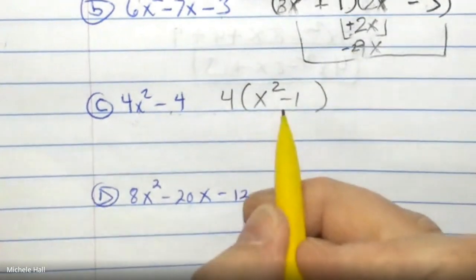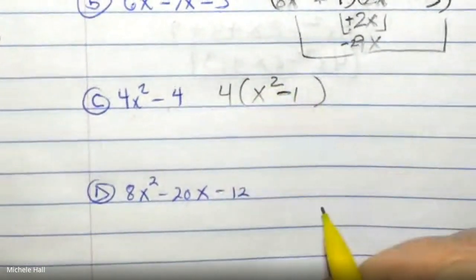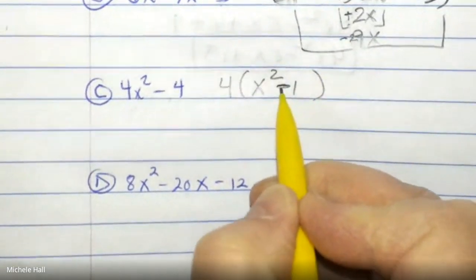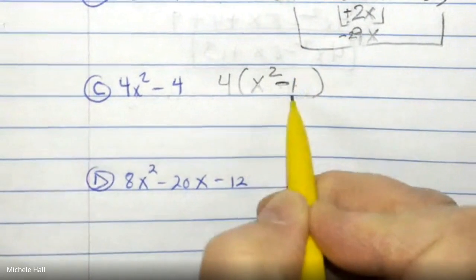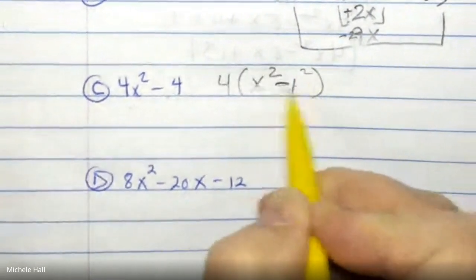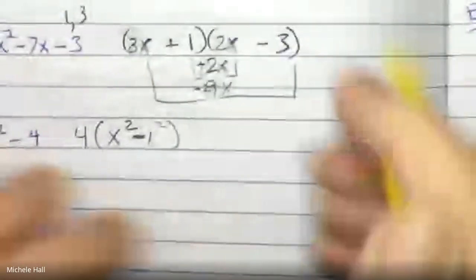What is this one called? It's called the blank of blank. The difference of squares. These are both squares. 1 squared is still 1. The difference of squares. It has no middle term. So I would have 4.